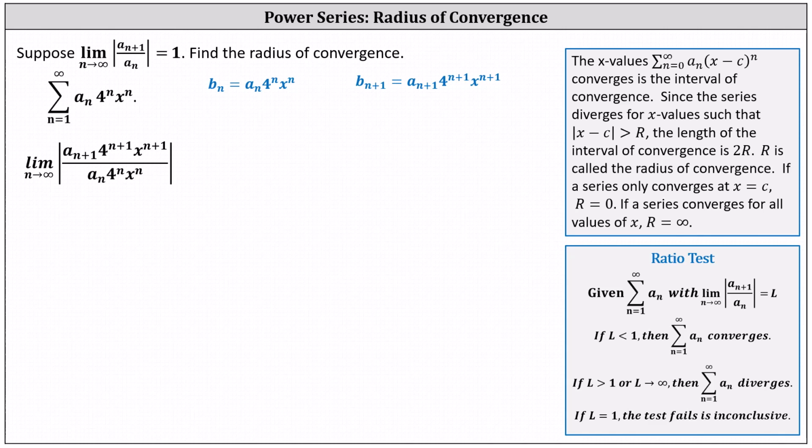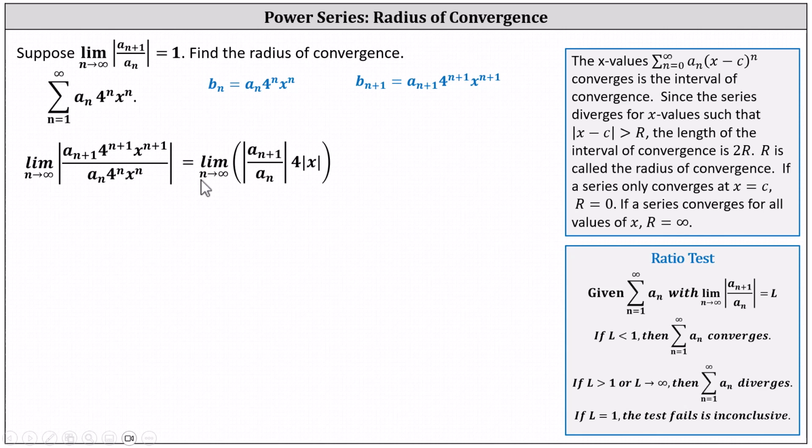Focusing on the base of 4, we have 4 to the power of n plus 1 divided by 4 to the power of n, which simplifies to 1 factor of 4. Recall when dividing and the bases are the same, we subtract the exponents, and x to the power of n plus 1 divided by x to the power of n simplifies again to 1 factor of x. This indicates we can write the limit as n approaches infinity of the absolute value of the quotient of a sub n plus 1 and a sub n times 4 times the absolute value of x.